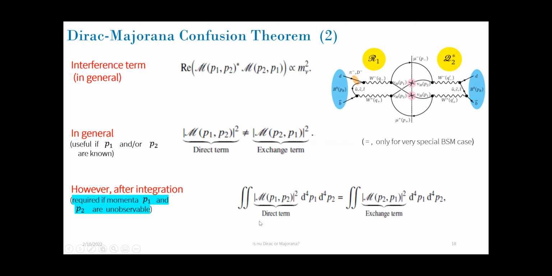The neutrino momentum, you have to integrate out. Then, because of the full space, there are symmetries, so this is equal. So the direct term integral over the full space and the exchange term integral are the same. Okay, so you cannot use this very good information, even though, if we could use it, we could easily distinguish Dirac and Majorana. But because the neutrino is disappearing, you have to integrate out and just this comes out.